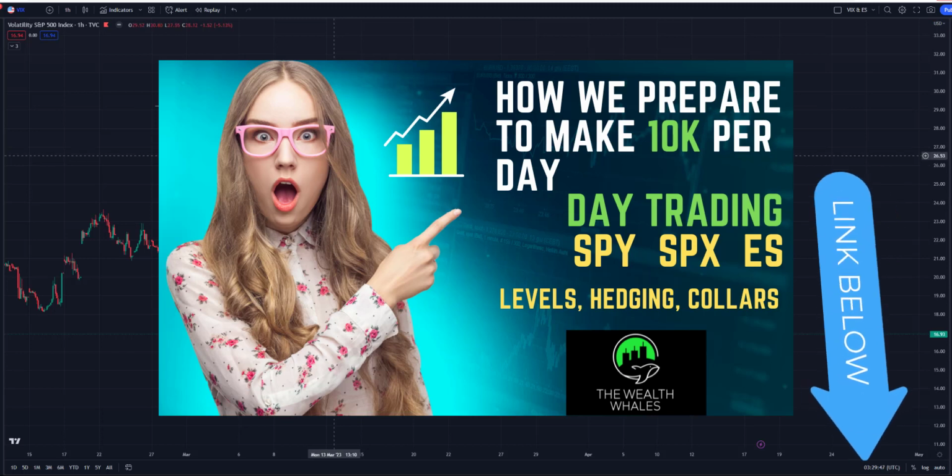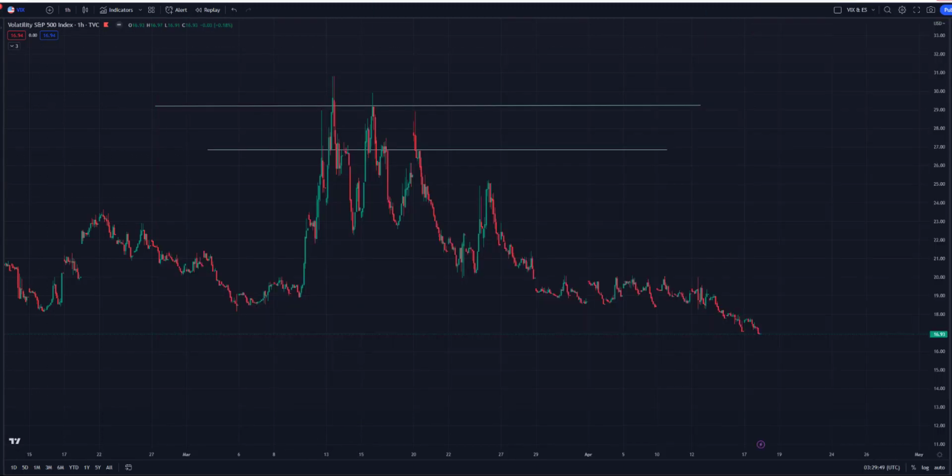All right, so those are the two things that we're going to do. In addition to that, we are going to highlight our pivot levels to the downside. You can, at a high level, right?